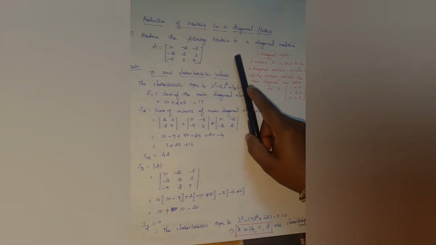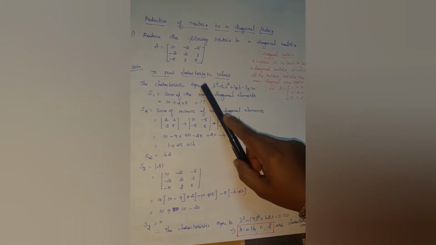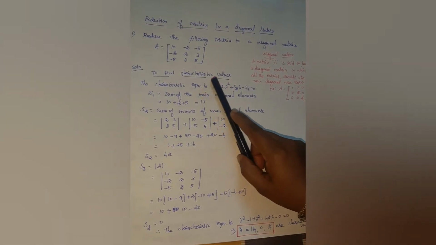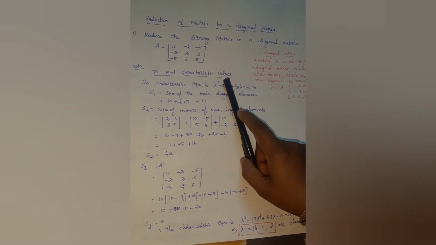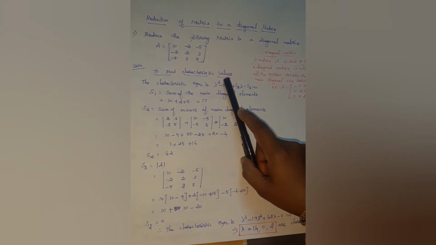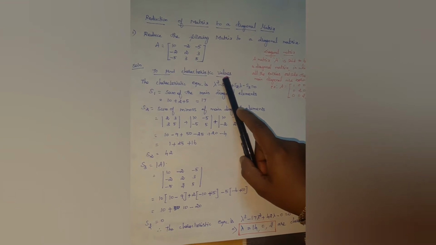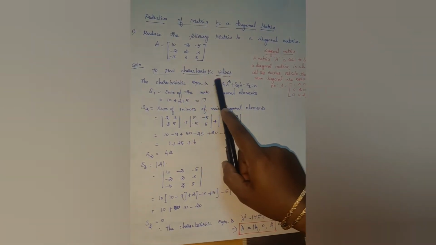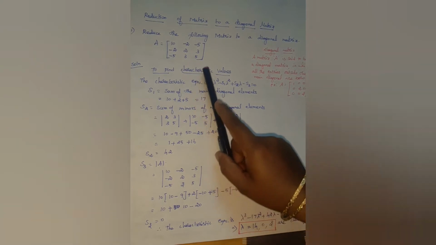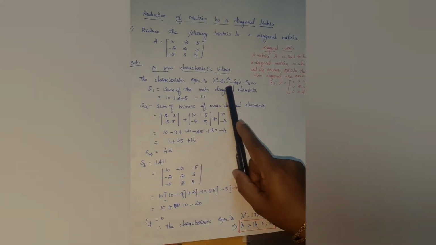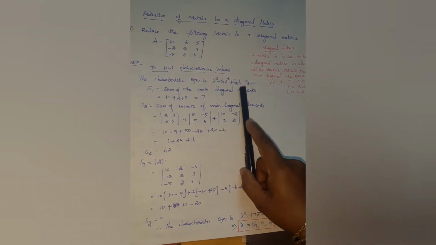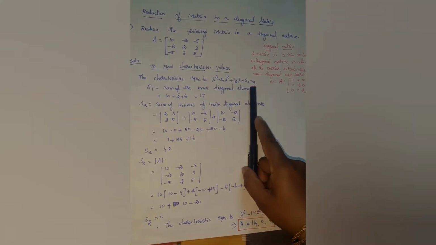So for this problem, we have two steps. First one is to find the characteristic values. Second one, for each characteristic value, we have one characteristic vector. That is our second part, right? So first let us find characteristic values. Since it is a 3 by 3 matrix, this is your characteristic equation: lambda cube minus S1 lambda square plus S2 lambda minus S3 is equal to 0.